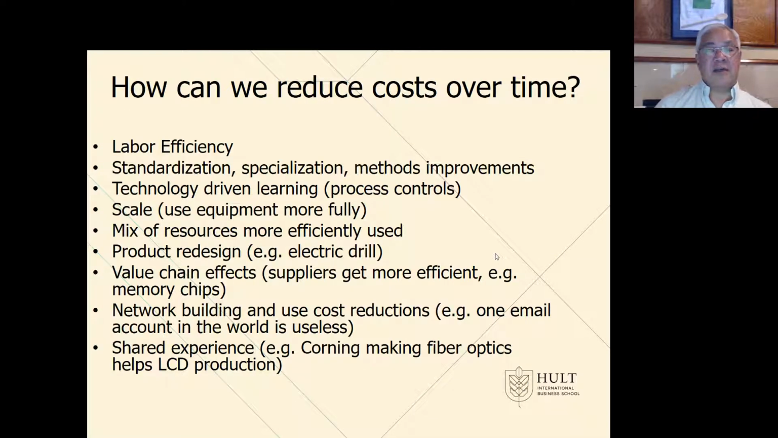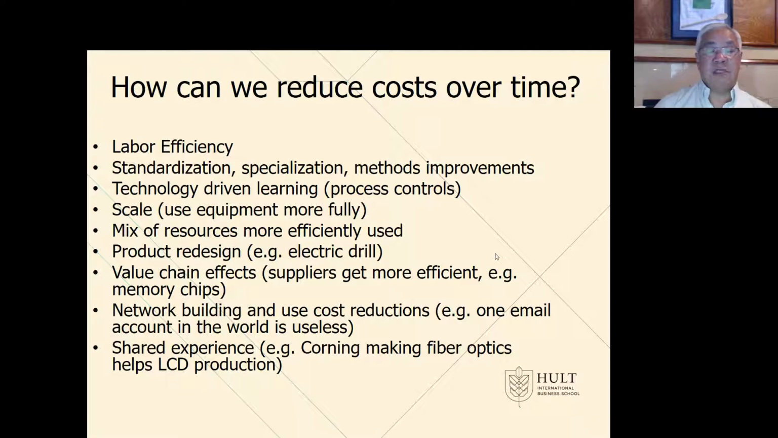All right, so how can we reduce costs over time? And this is a generic list that can be used in many, many settings. One is labor efficiency. If you are better at doing a job, getting more work done in less time, then you're going to lower the cost per unit of your function, whatever that function may be. If we're in a manufacturing environment, we could standardize or specialize or use different production methods. Those would drive down costs. We could also use technology in the factory to be more efficient and effective in how we manufacture our products.